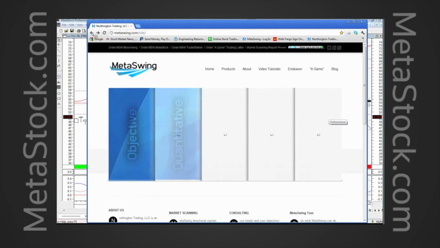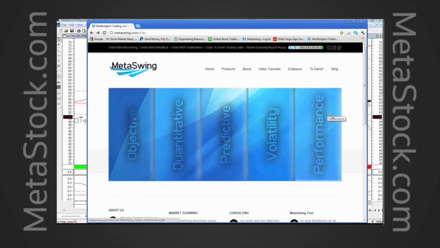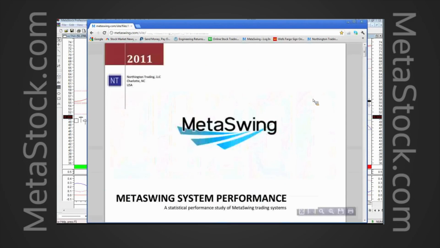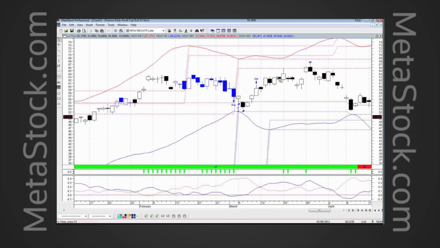And again, all I did was let the thing open, and I clicked on the performance right here, and that took me to that. So anybody can see that. It's got full performance statistics on this particular mechanical system.